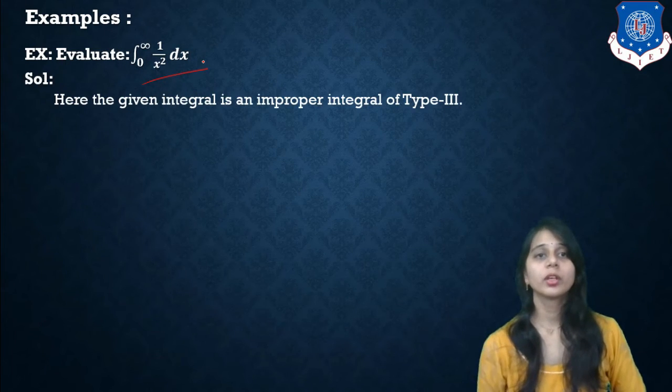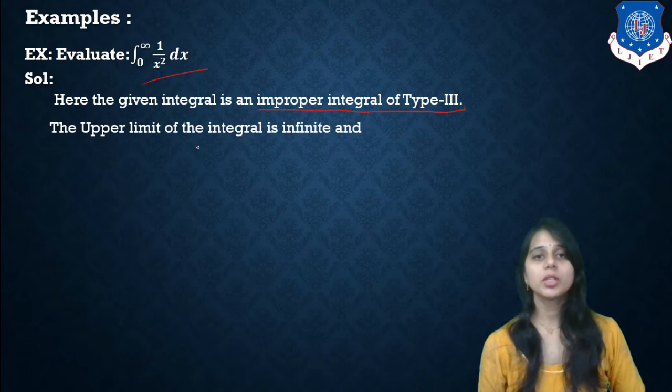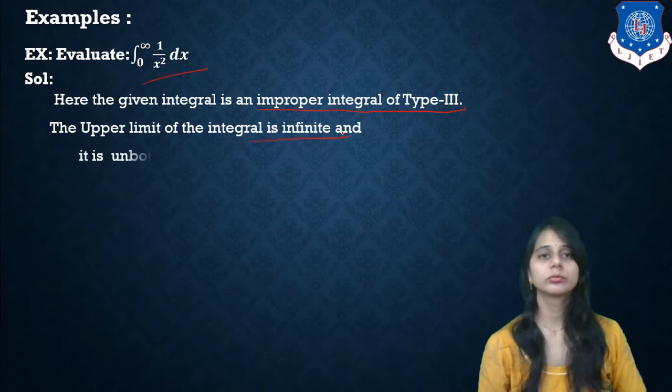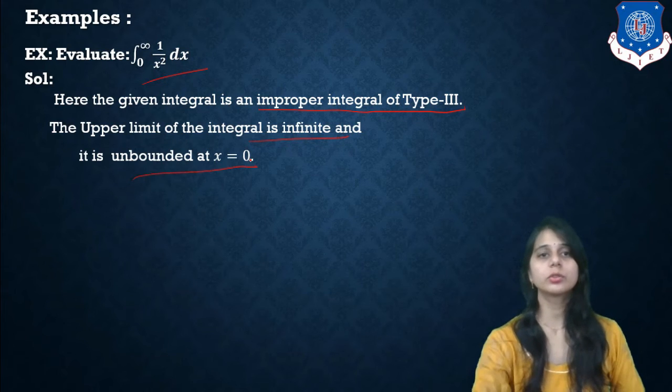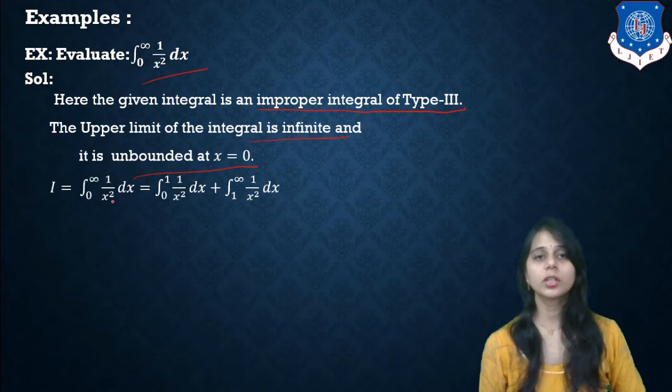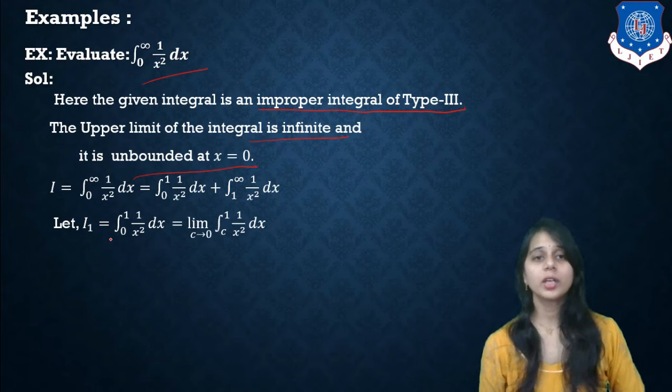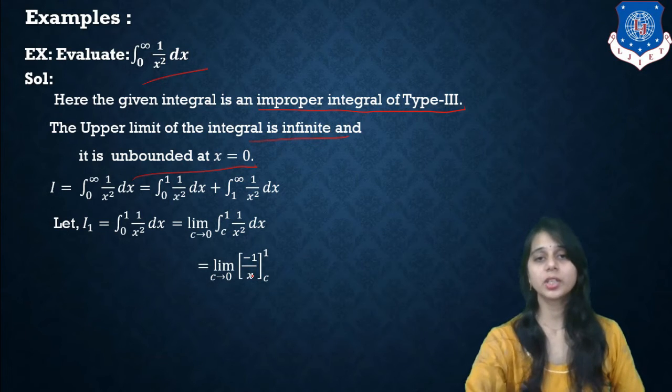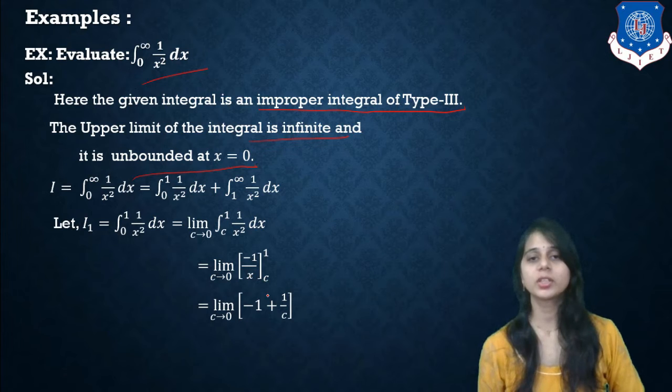Solve this example. Here the given integral is an improper integral of type 3. The upper limit of the integral is infinite, and it is unbounded at x equal to 0. So we split the integral from 0 to infinity of 1 upon x square dx into the integral from 0 to 1 of 1 upon x square dx plus the integral from 1 to infinity of 1 upon x square dx. Now I1 is the integral from 0 to 1 of 1 upon x square dx, with c tends to 0. We take the integral from c to 1 of 1 upon x square dx, limit c tends to 0 of minus 1 upon x, which gives minus 1 plus 1 by c. So the answer is infinity.